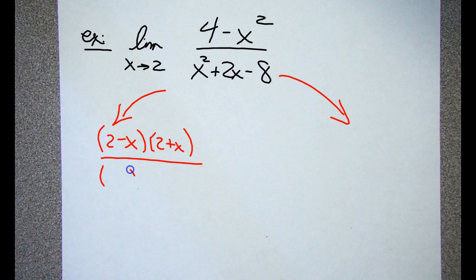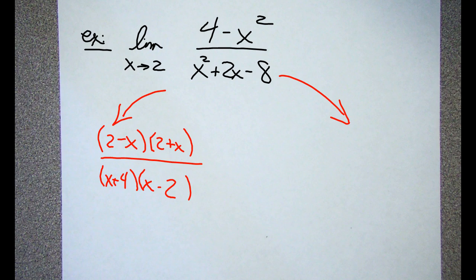On the bottom, I get x plus 4, x minus 2. Well, I can't cancel 2 minus x with x minus 2. Those are not the same. What could I do at this point? I can't multiply by negatives. If I multiply the top by a negative, I have to multiply the bottom by a negative. So take the negative out, factor out a negative. That's what I meant.